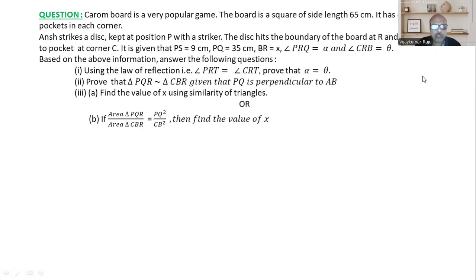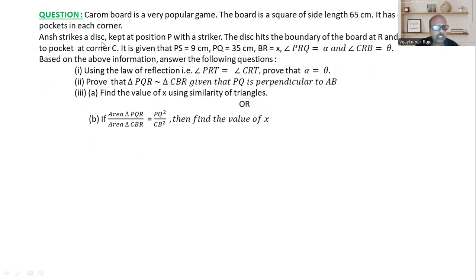There is a question. Actually, it is a case study question taken from this year's question paper. It's a carom board. A carom board is a very popular game. The board is a square of side 65 centimeters. It has circular pockets in each corner.